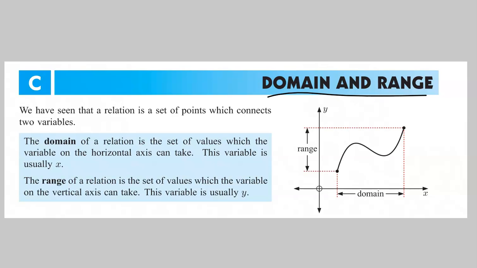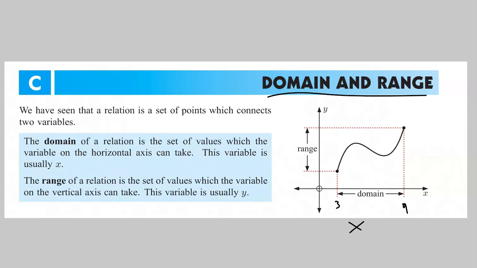So another thing to keep in mind is when we're looking at the domain on the x-axis, we always express the domain from the least number to the greatest number. So let's just say that this was the number 3, and this goes all the way to the number 9. We wouldn't say that the domain goes from 9 to 3. We would say the domain goes from 3 to 9. That means x can take all the values from 3 to 9.